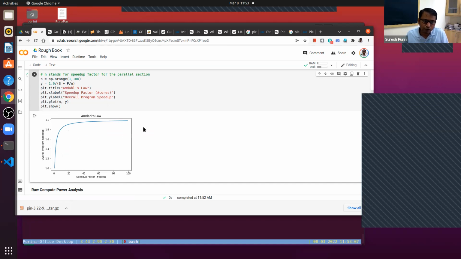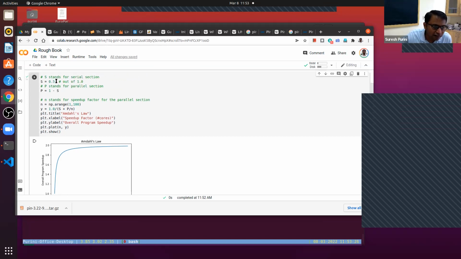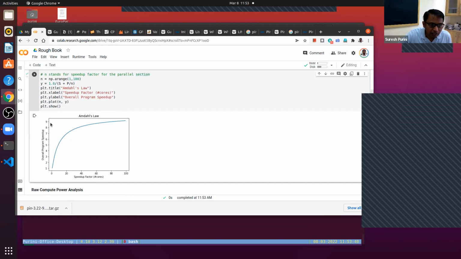As you increase the number of cores, it doesn't matter how many cores you use, the speed up that you can get is bounded by 2. And this is given by the amount of parallel section that is present in your code. So for the same 100 cores, if you decrease the serial section to 0.1 and increase the parallel section to 0.9 and run it, then the speed up that you can expect is up to around 9.